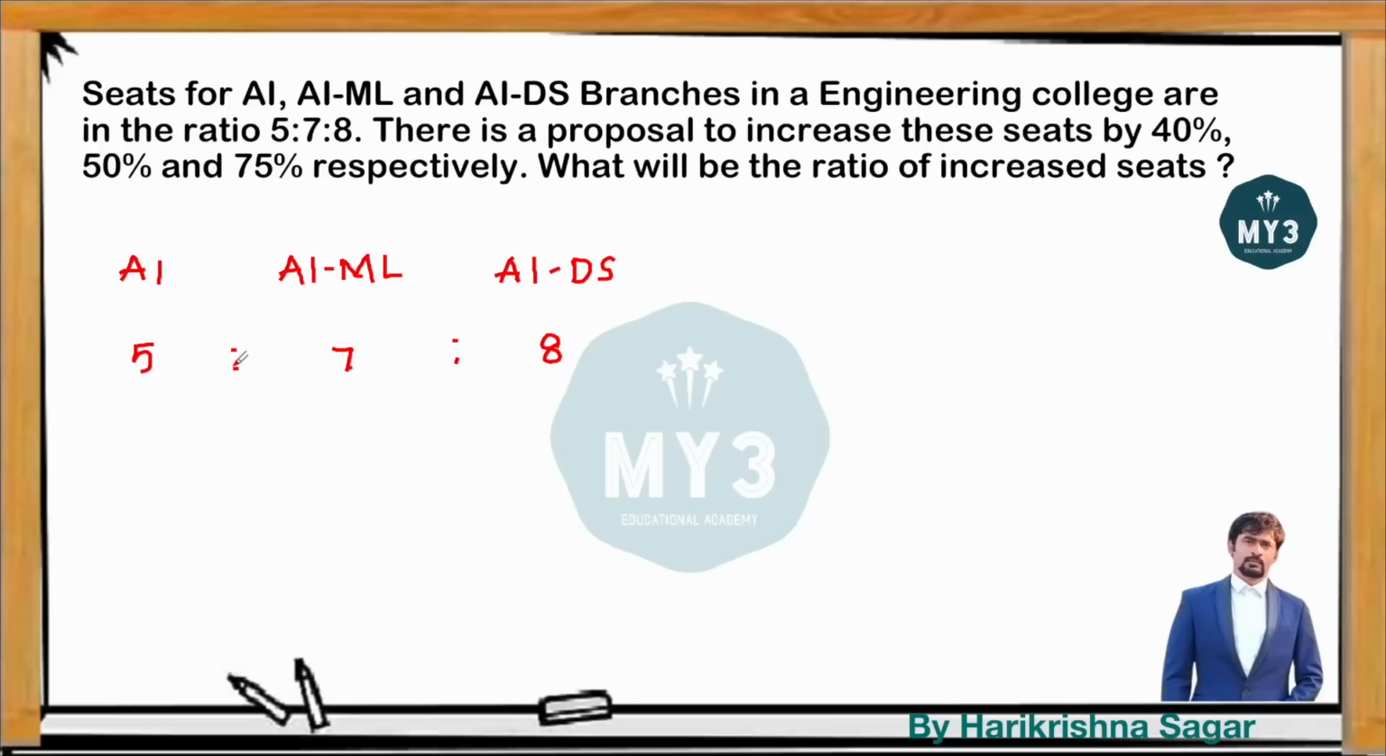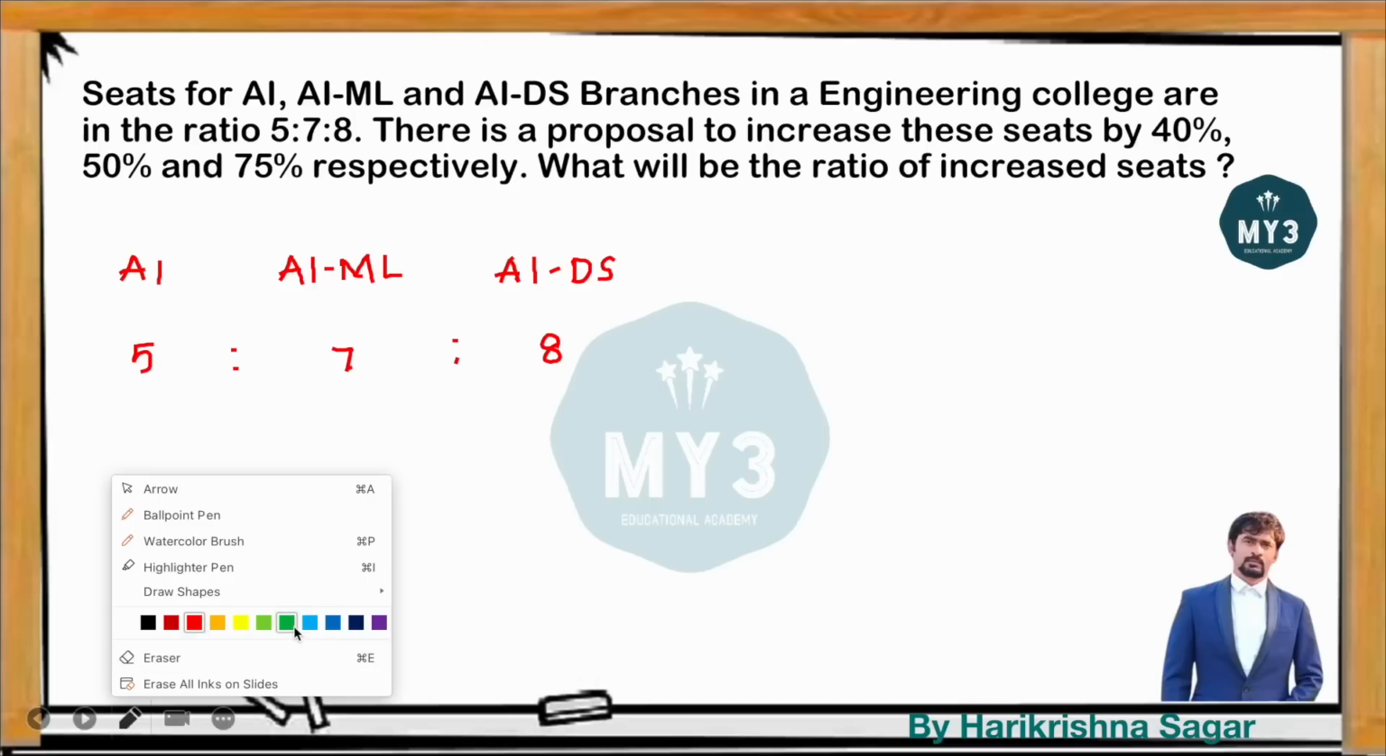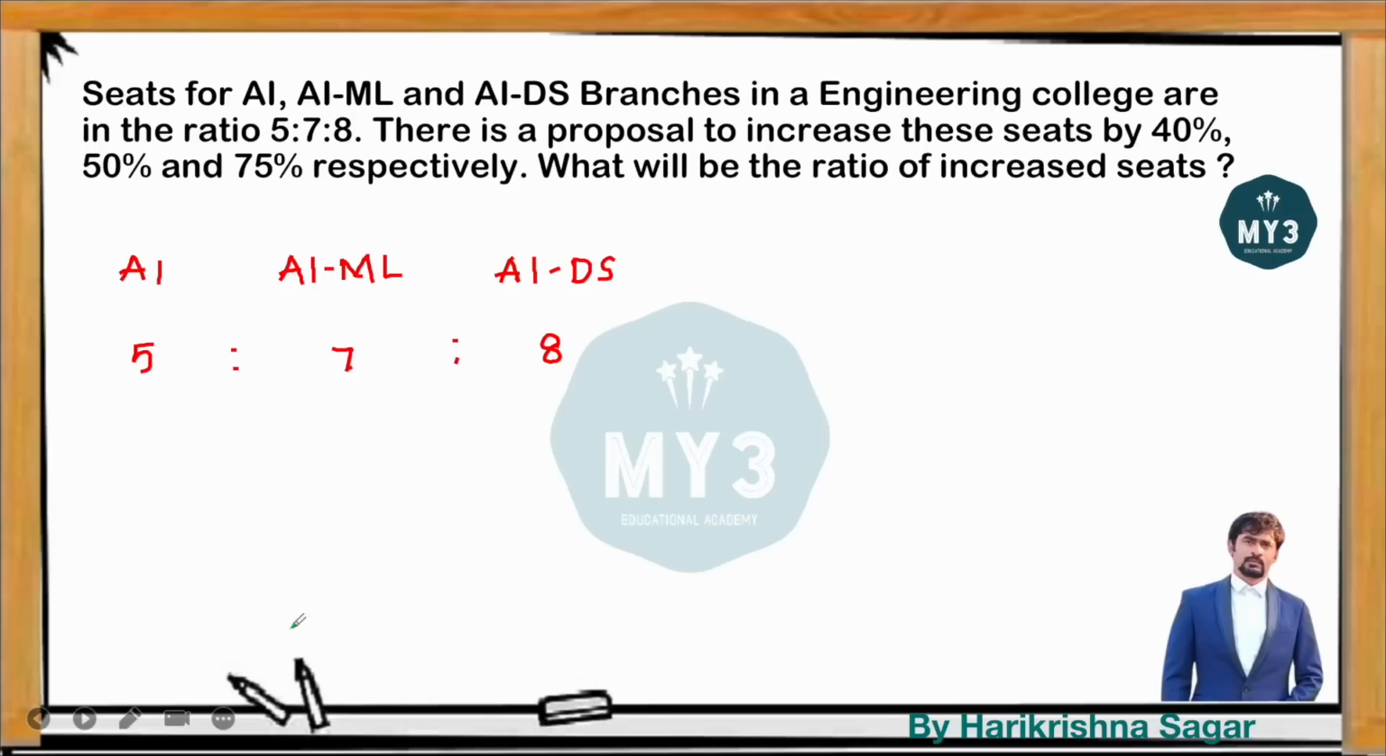And there is a proposal to increase these seats by 40%, 50% and 75%. By looking at these percentages, I got one idea, because the calculation of percentages will be better with 100 and 100 multipliers.